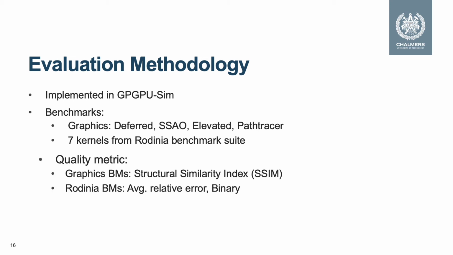We also use different quality metrics for these different benchmarks. For the graphics benchmarks, which produce images, we use structural similarity index, which is a method of comparing the quality of a reference image and the produced image. For the Rodinia benchmarks, which produce numerical outputs, we used the average relative error for most of them. But for one, which is a sorting algorithm, we used a binary quality metric, which only tells if the output is correct or not.